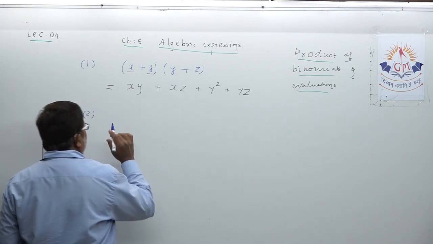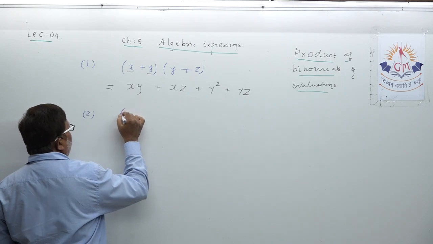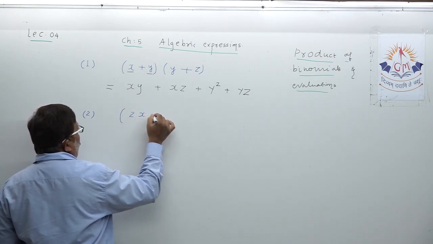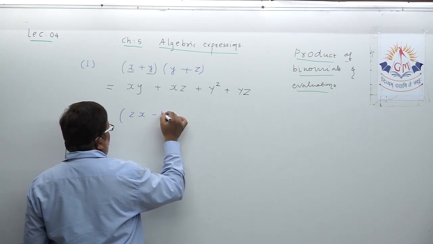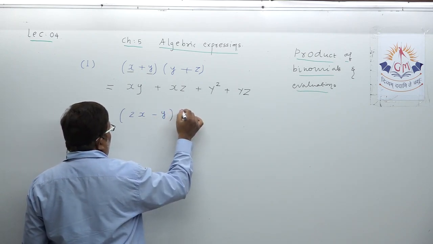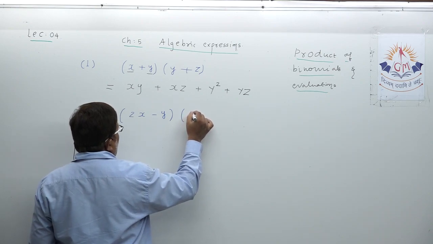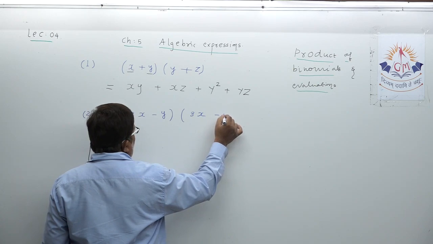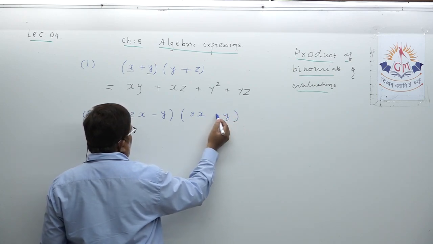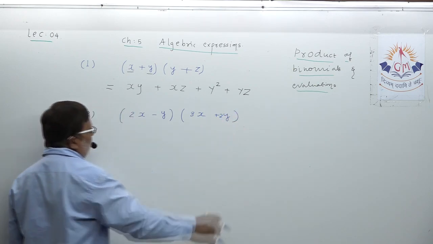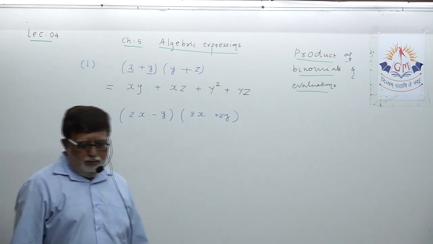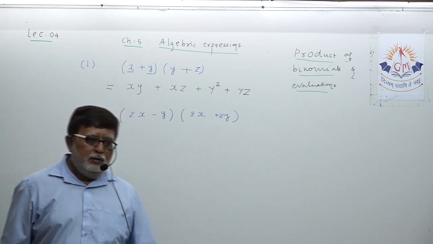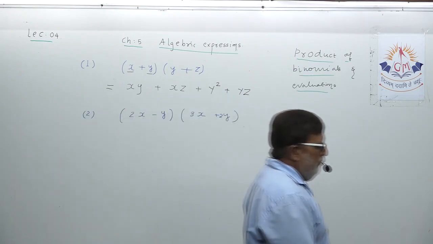Now let us target another one. Suppose you are given this way: (2x minus y)(3x plus 2y). Again, what you can visualize in the given example, so again first you just verify.